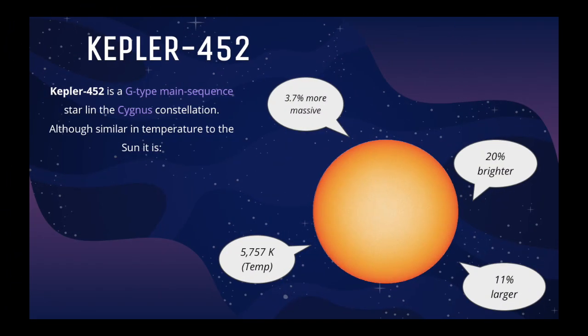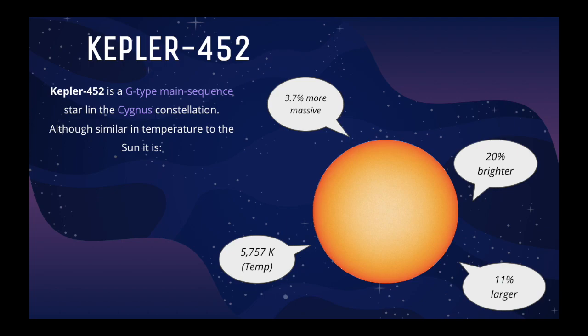Now, let's get to know about Kepler 452. It is a G-type main sequence star located about 1,402 light years away from the Earth. It is present in the Cygnus constellation. Although similar in temperature to the Sun, it is 20% brighter, 3.7% more massive, and 11% larger.